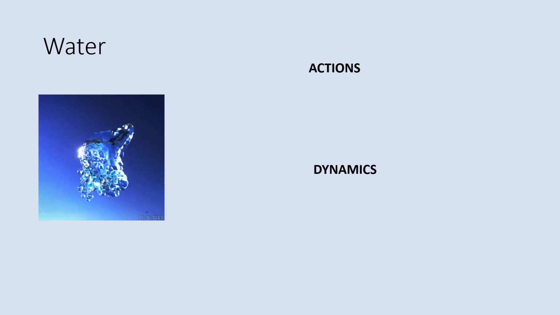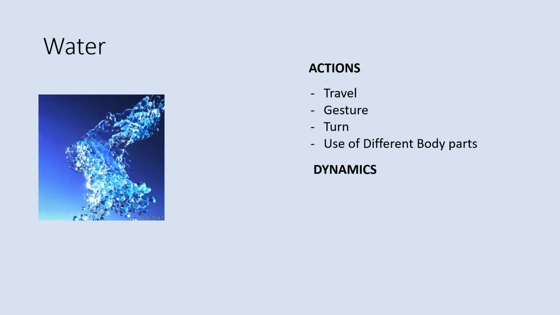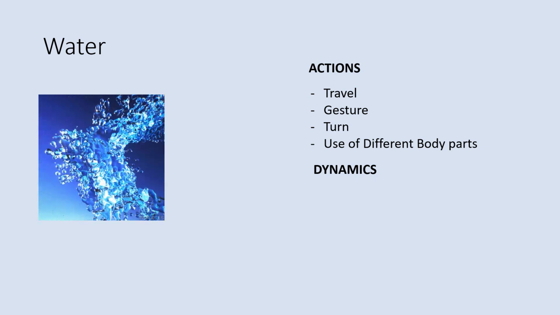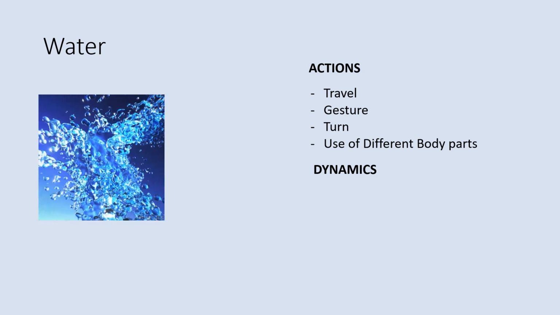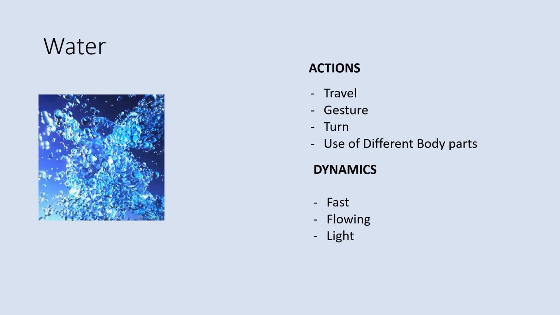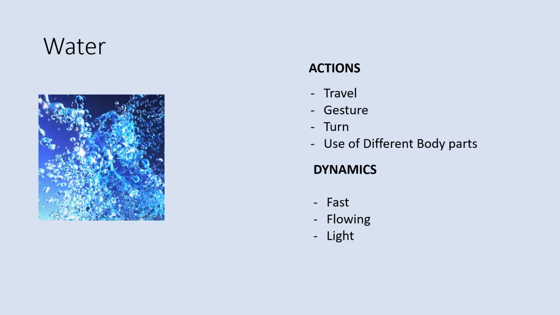Finally, water. I said travel, gesture, turn, and use of different body parts. I said these ones because water sort of travels through so much space. Dynamics, I said fast, flowing and light. I wonder what you got, so please make sure you've got something written down for every single one of the elements.